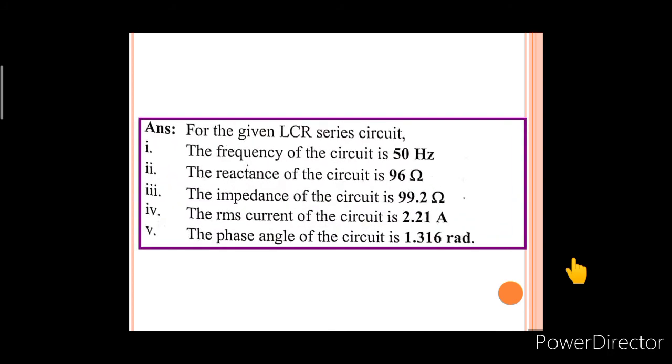Now finally we can write down our answer for the given LCR series circuit. The frequency of the circuit we are obtaining as 50 Hertz. Second, the reactance of the circuit we are getting as 96 ohm. Third, the impedance of the circuit we are obtaining as 99.2 ohm. Fourth, the RMS current of the circuit we are getting as 2.21 ampere. And last, the phase angle of the circuit we are obtaining as 1.316 radian.